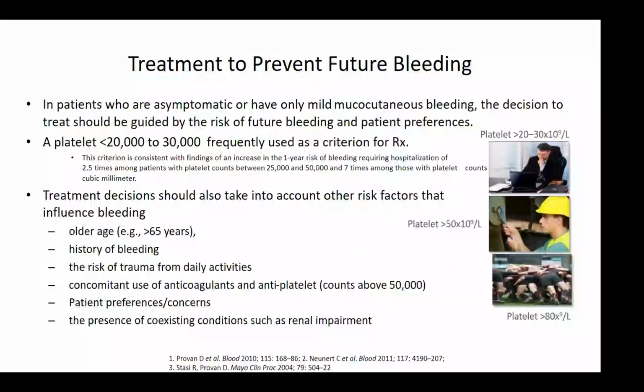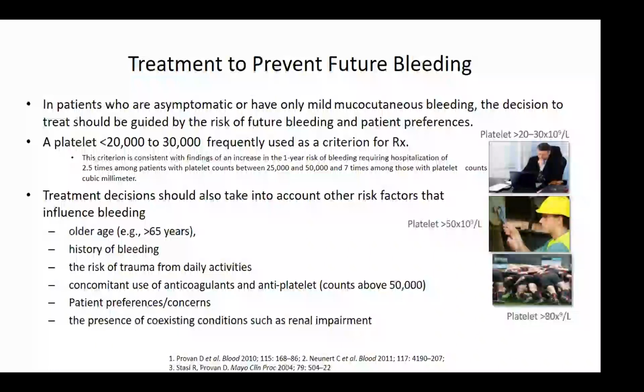So what's the treatment? We have 2 parts of treatment. The first part is to prevent future bleeding. In patients who are asymptomatic or have mild mucocutaneous bleeding, the decision to treat or not depends on multiple factors. One of them is the platelet count. A platelet count from 20 to 30 is usually used as a criterion for treatment.